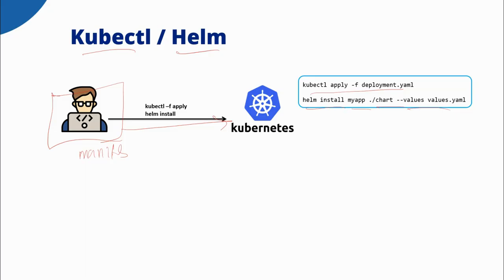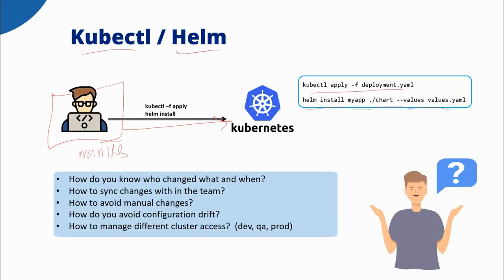So in most cases, many people use kubectl and Helm. Let's talk about it. Over here, we are able to deploy it. The problem with this approach is how do you know who changed what and when? Let's assume that you have a team of DevOps engineers. You wanted to do some changes on your Kubernetes cluster. You modified the manifest files and you did it.